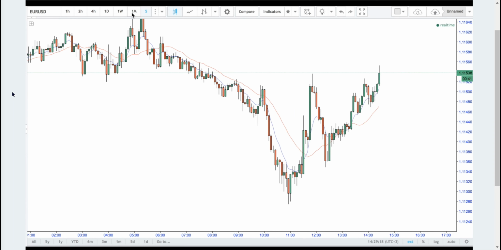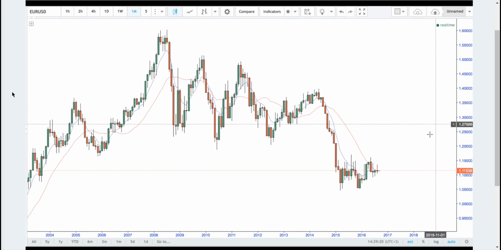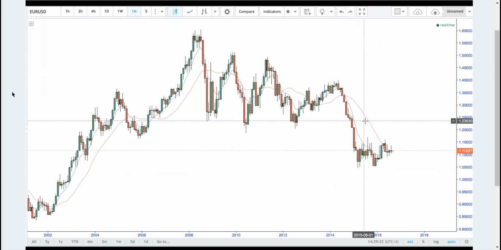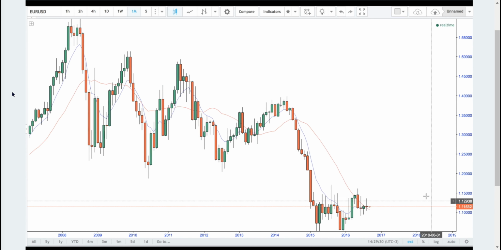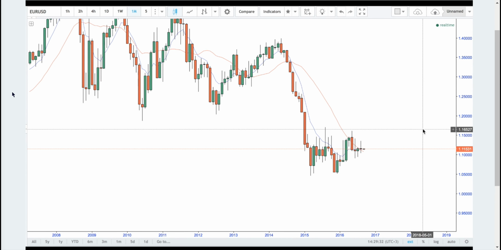So what we actually do want to do is start from the monthly time frame down, and I'm going to show you this in the next videos. But as an introduction into this section, this goes across the board, not just for FX, but for other markets as well. We want to go from top to bottom.